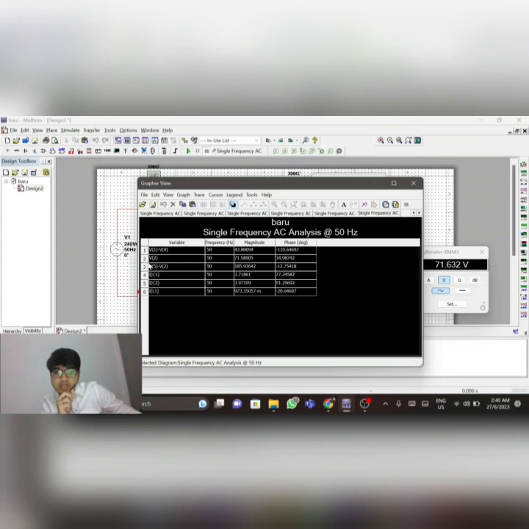The last one is the capacitor. The voltage for the capacitor is 185.93, and the phase is about negative 12.75 in volts. The current is 3.71, and the phase is 77.24 in ampere. That is all for me.